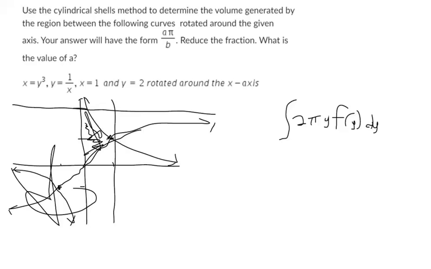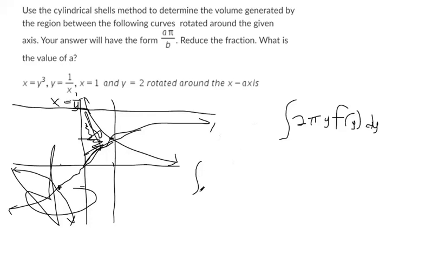Okay, so to integrate that, we need it in terms of y. We've already got it here. This is y. This is actually going to multiply x to both sides. This is the same thing as x equals 1 over y. So that would be this border. So I think we got to do 2 separate integrals.